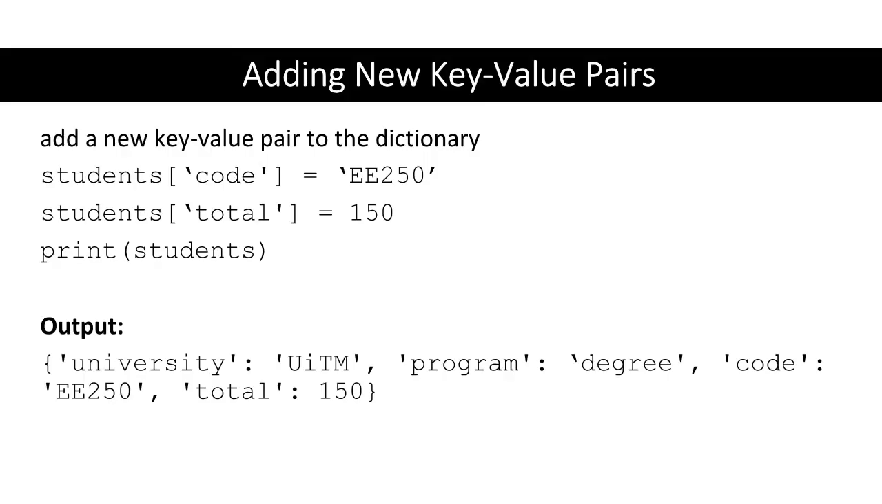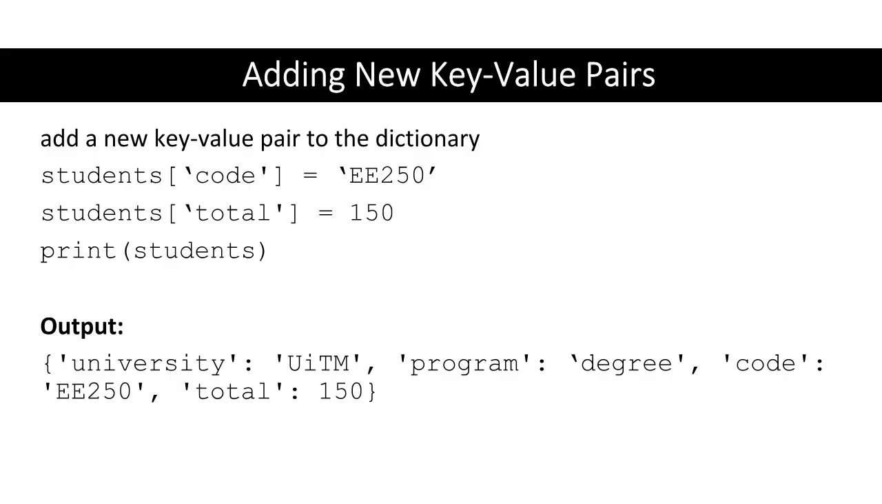students['code'] = 'EE250', this adds a new key-value pair. students['total'] = 150, this adds another pair. Then, print(students). Output: university UITM, program degree, code EE250, total 150. The dictionary expands dynamically.